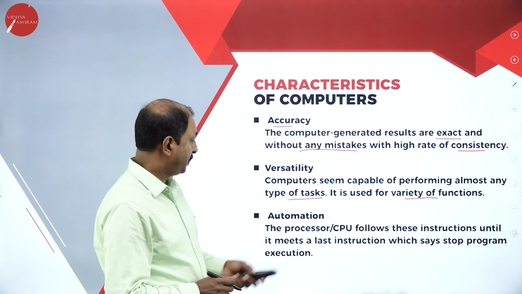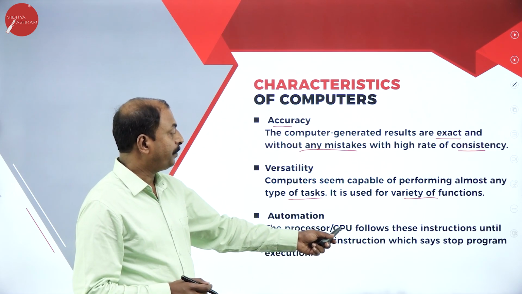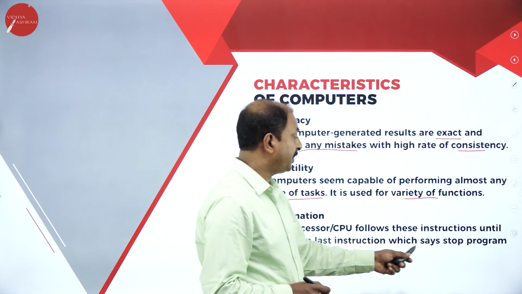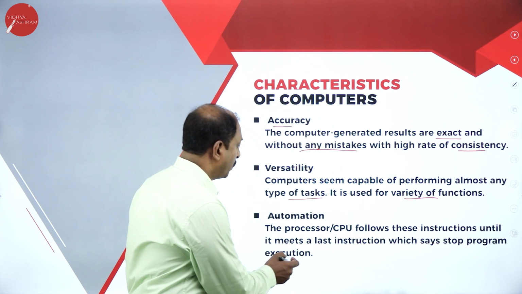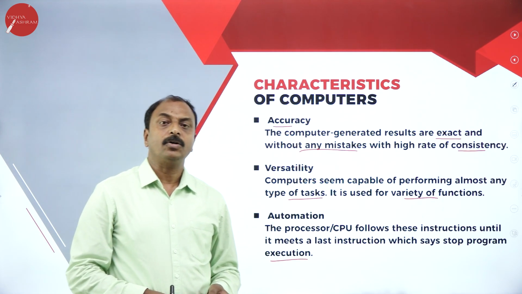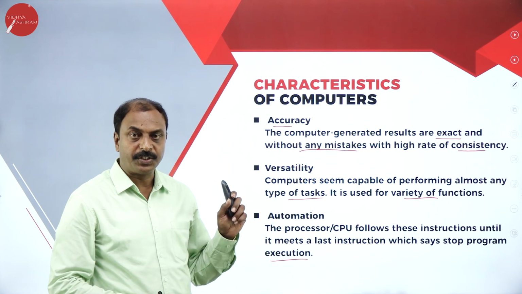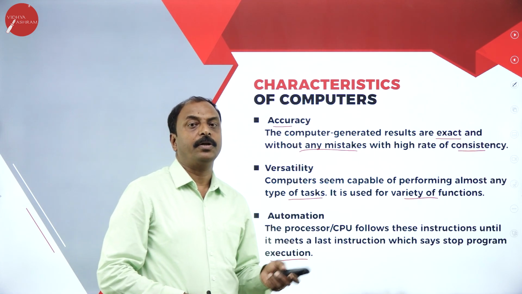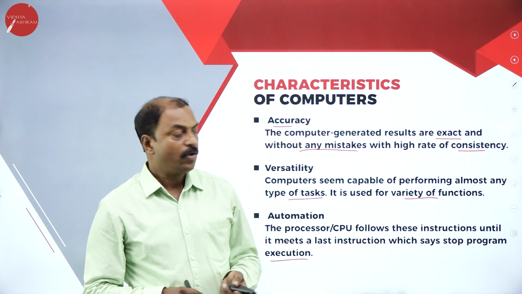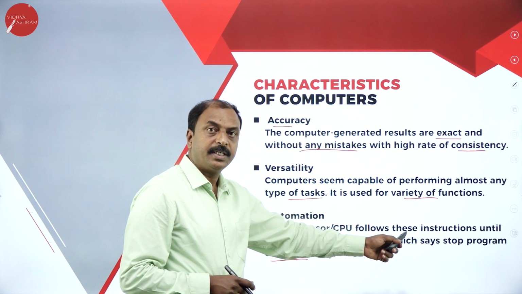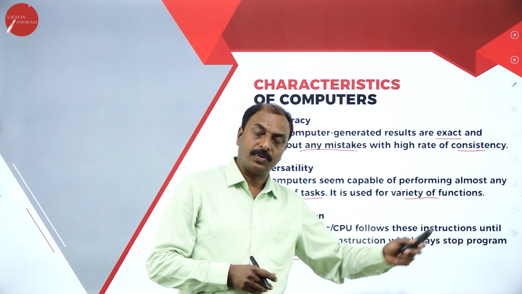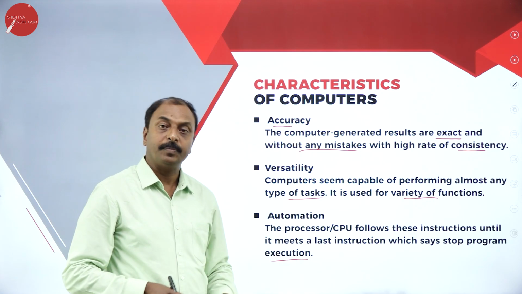Next one is automation. Here the processor, the CPU, follows instructions until it meets the last instruction, which says stop program execution. What is the meaning of automation? So a computer is an automated machine, as we have seen in the first definition. It is an automatic electronic machine. So it does all the work automatically from the first instruction till it reaches the final instruction or final program. That is the meaning of automation.